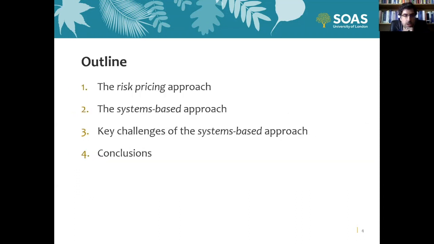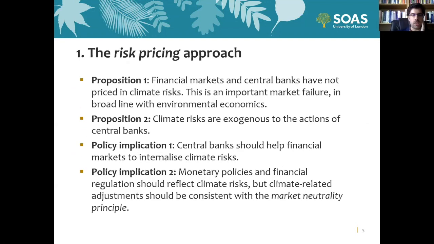So I will first present briefly what I mean when I refer to the risk pricing approach. Then I will explain the differences with the systems-based approach. And then I will move on to discussing some challenges that we might face when we want to implement a systems-based approach. Actually, Romain has already covered some of these challenges, but I'm going to focus on a few more. And then I will conclude.